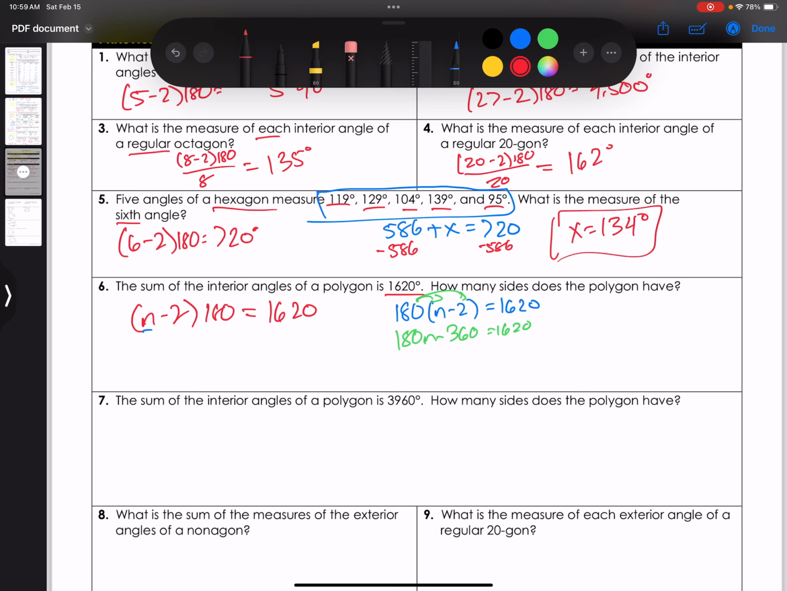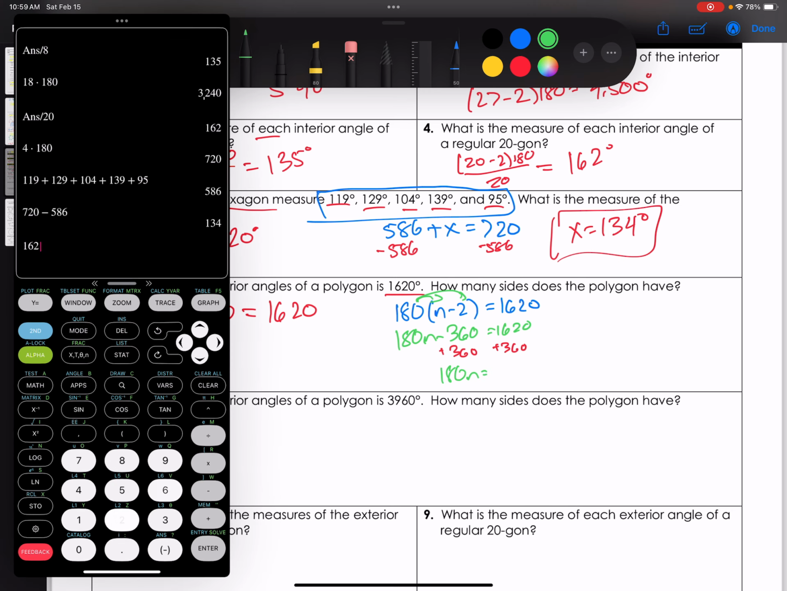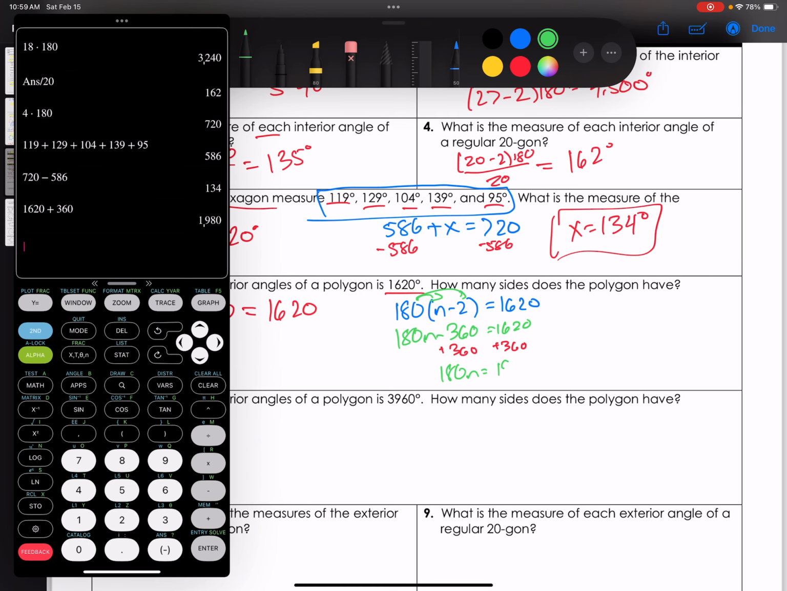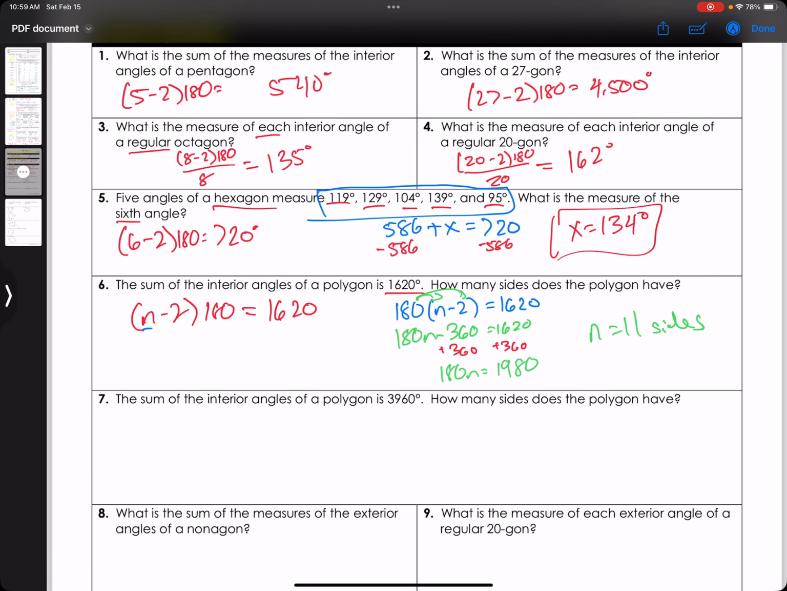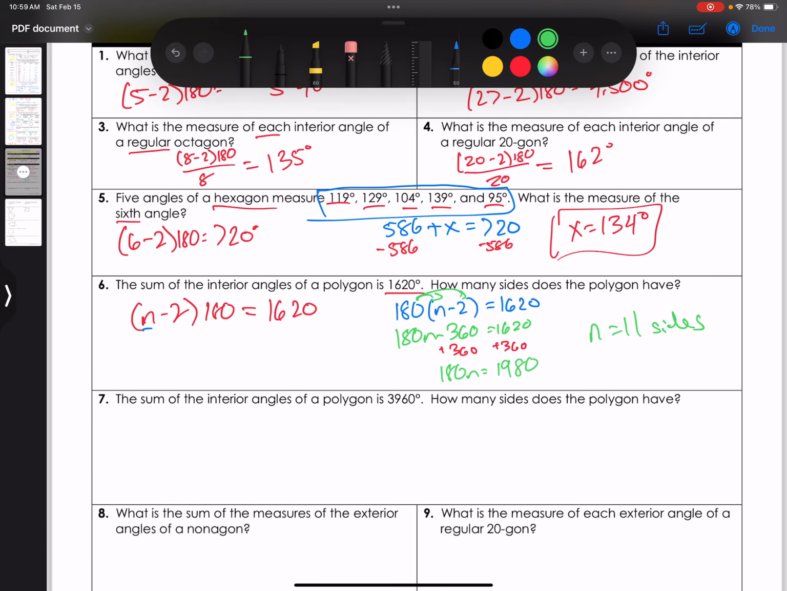And then we add 360 to both sides. That's going to give me 180n is equal to 1620 plus 360, which gives us 1,980. And then we divide that by 180, and bam, 11 sides. And you can double check your work. If we do 11 minus 2 times 180, we should get 1620.